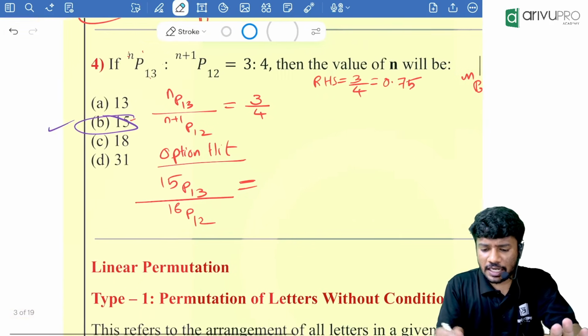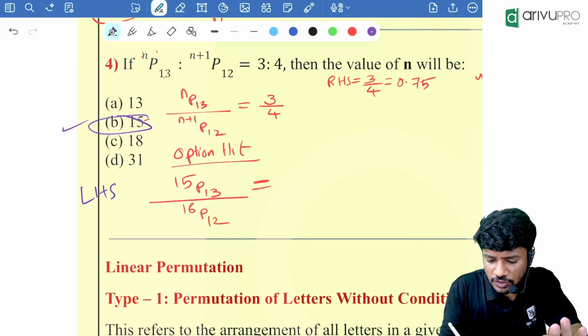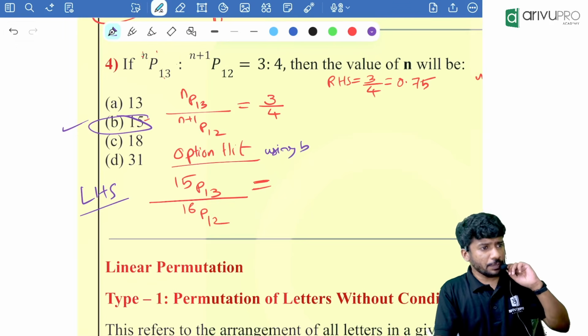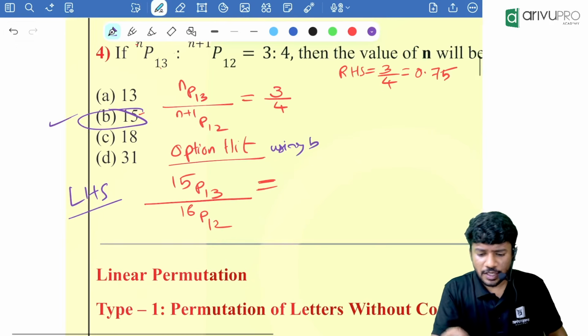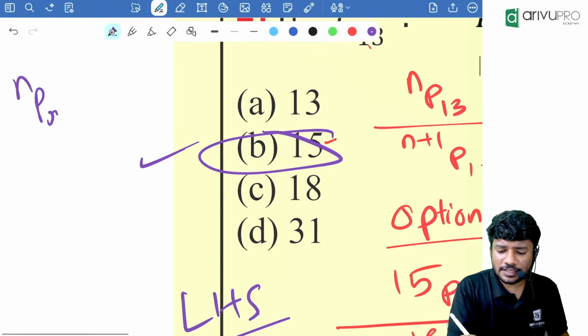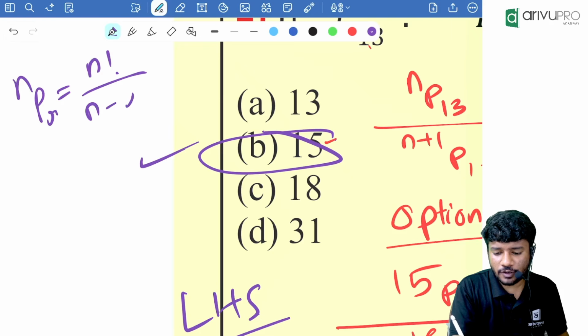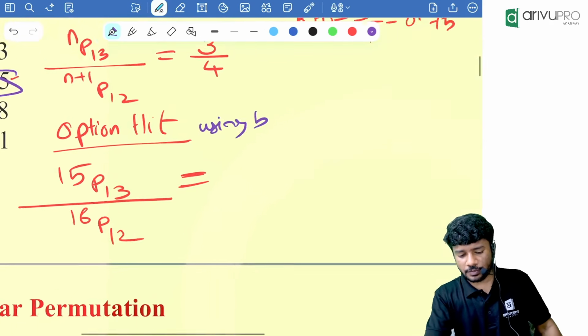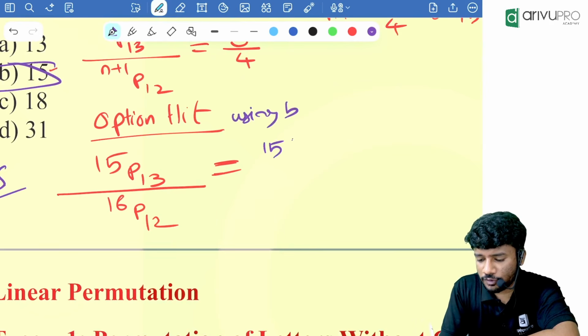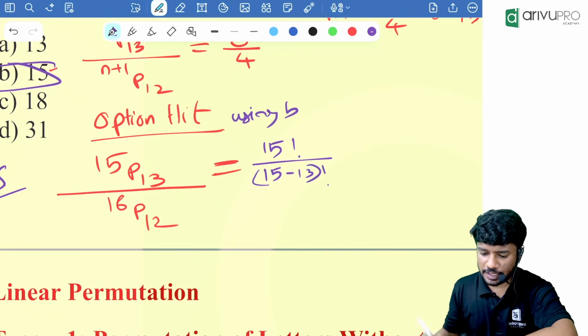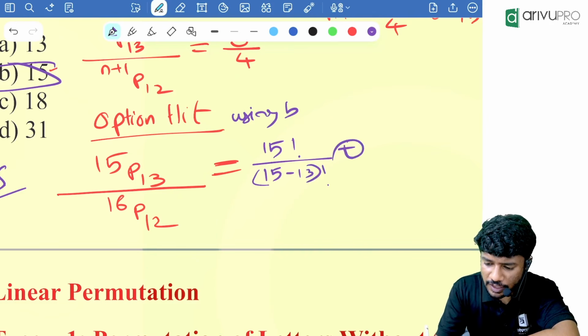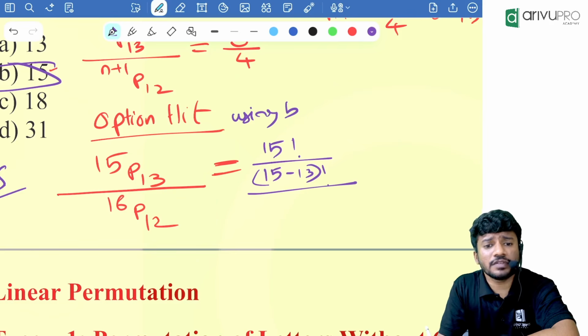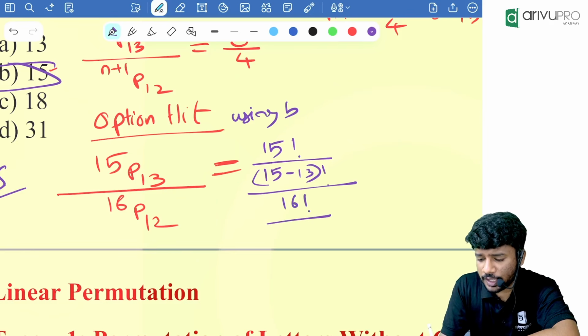So everyone understood LHS is this much? LHS. We are trying which option? Using the option B. 15p13 divided by 16p12. Now we know that NPR is equal to what, people? N factorial divided by N minus R factorial. That means 15p13 will become what? 15 factorial divided by 15 minus 13 factorial. Then people, divided with 16p12, or I will write it over here. 16p12 is how much? 16 factorial divided by 16 minus 12 factorial.